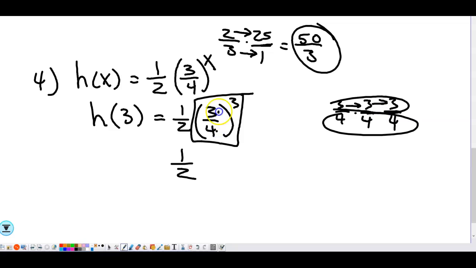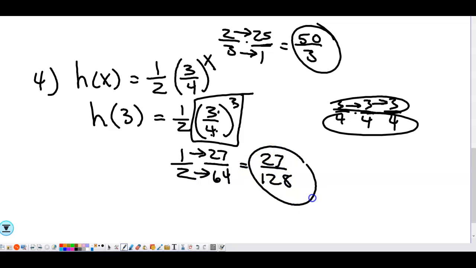Okay? So what's 3 to the third power? 27. And what's 4 to the third power? 64. And if you don't know it off the top of your head, that's fine. Just make sure you know how to calculate it. 4 times 4 times 4, right? Now we go straight across, right? So that's going to be 27 over 64. Okay? And that's evaluating by hand.